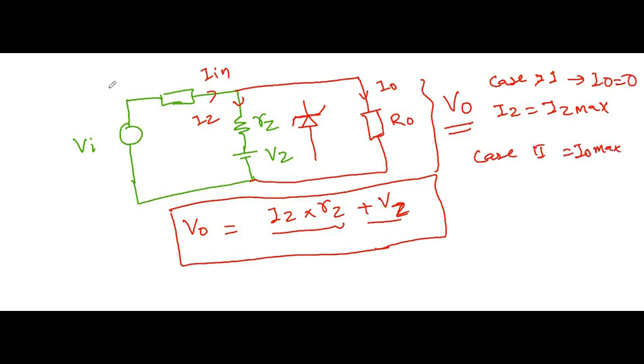In case number two, your I naught was max, whereas in case one I naught was 0. When I naught was max, your IZ was IZ min. So in this case, a small amount of current flows. What I mean to say is that the output of the Zener diode not only depends on the Zener breakdown voltage, but also on the current flowing through the Zener diode, that is the Zener current, and the dynamic resistance, or Zener resistance, of the Zener diode.